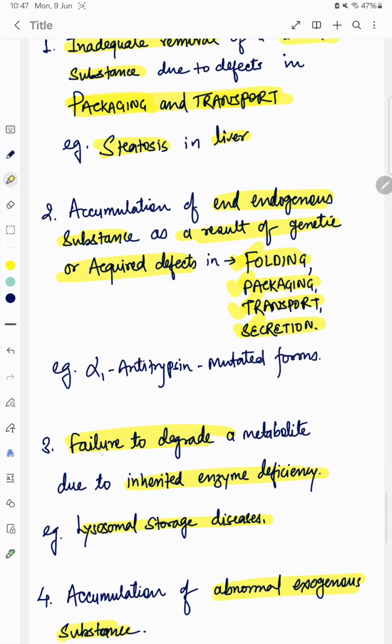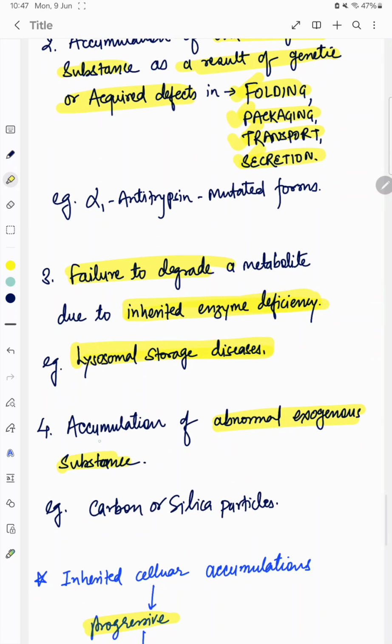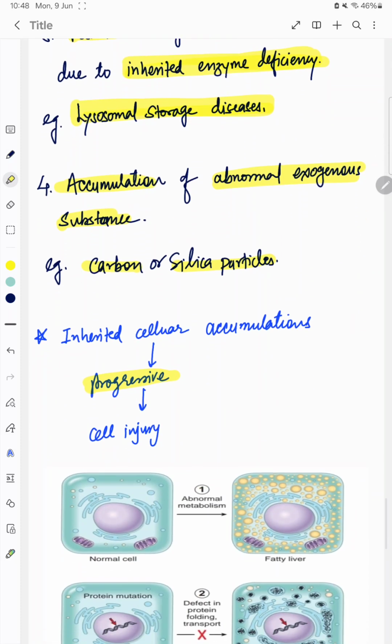Third mechanism is failure to degrade a metabolite due to inherited enzyme deficiency, which is seen in lysosomal storage diseases. Fourth mechanism is accumulation of abnormal exogenous substances, for example carbon or silica particles. Inherited cellular accumulations, over time, result in cell injury.